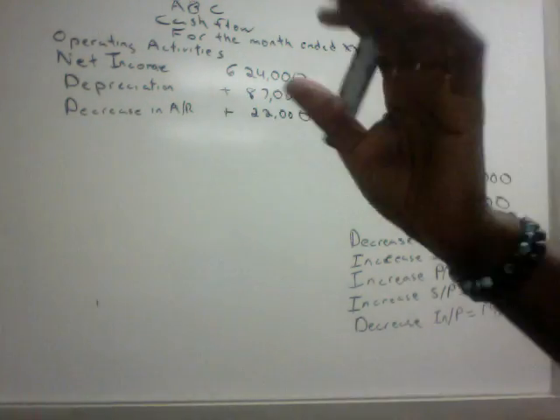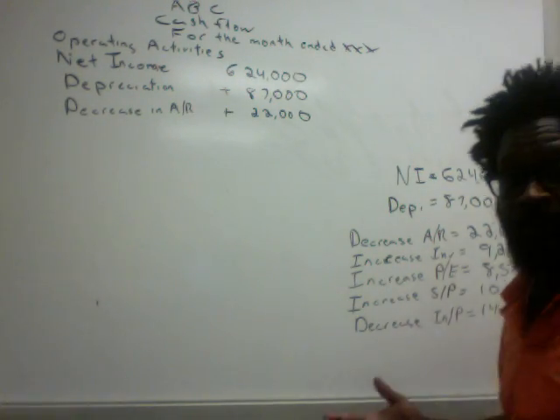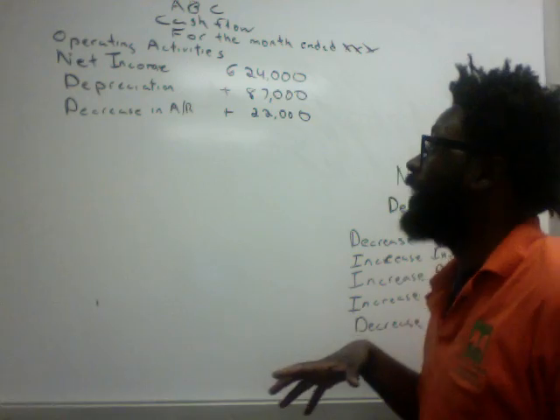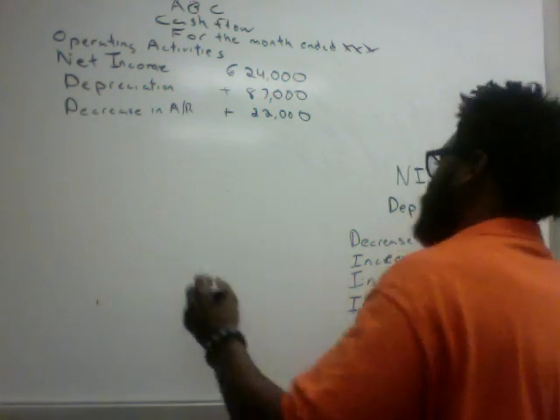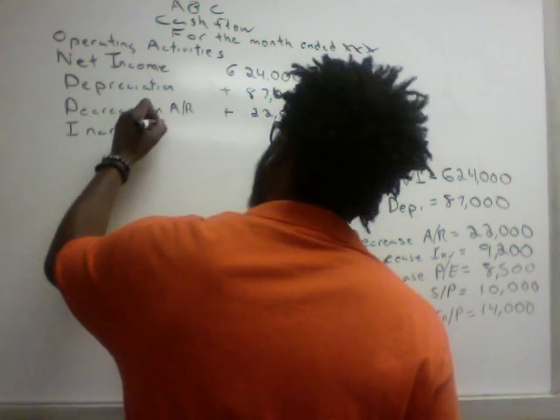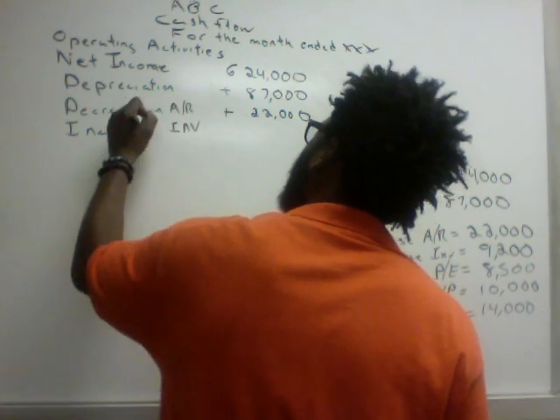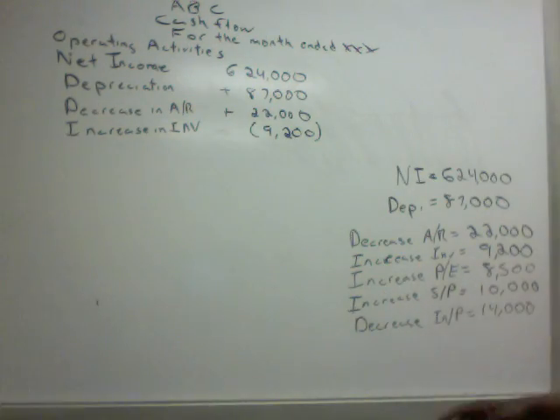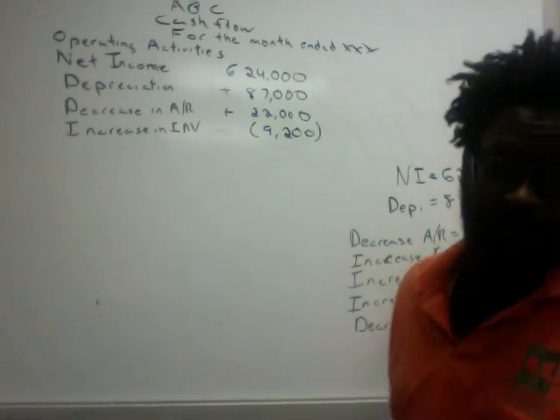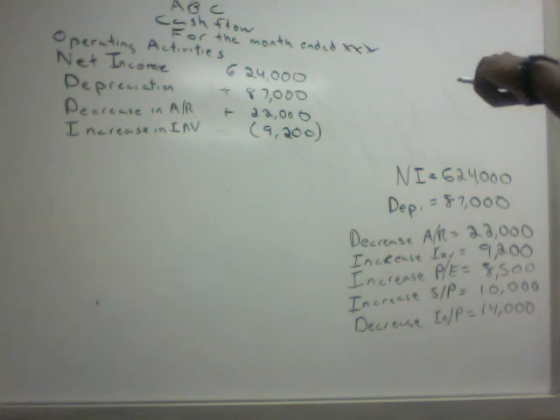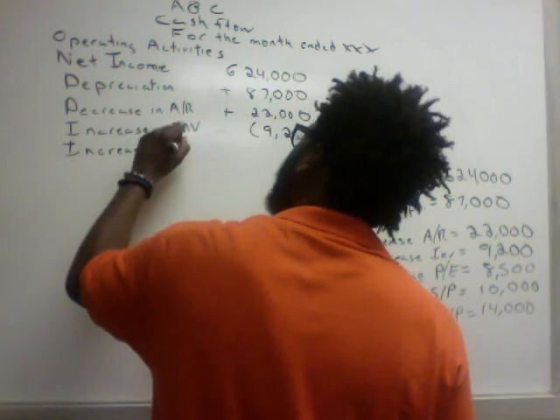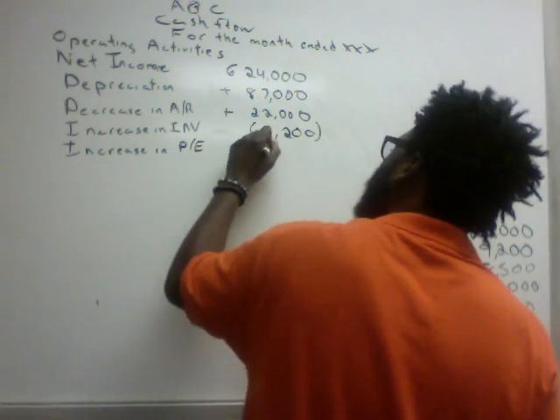Then we go on to the next one, which is inventory. Inventory is a current asset, and we know that our inventory is increasing. When the assets increase, we have to reconcile by subtracting. So we have this increase in inventory, and we're going to subtract it. Next we're going to go to our prepaid expenses. Again, prepaid expenses are current assets, and since they are increasing, we reconcile by decreasing. So we have an increase in prepaid expenses that is supposed to be subtracted.